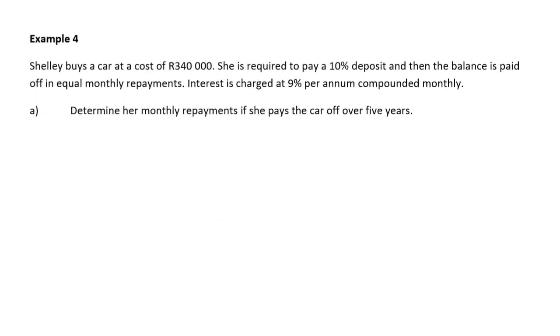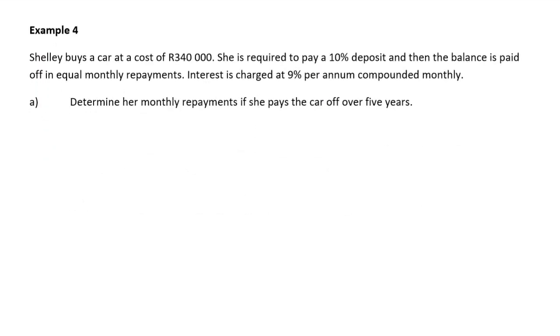Example 4. Sorry, let me scroll down. Shirley buys a car at a cost of 340,000 Rand. She's required to pay a 10% deposit. Okay, that often happens. They need to secure some money from you. Then the balance is paid off in equal monthly repayments. So this is a present value annuity after you've paid the deposit. Interest is 9% per annum compounded monthly. Determine her monthly repayments.